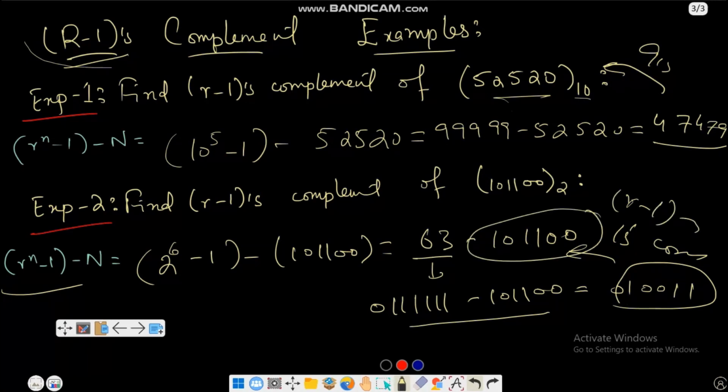So this is how you can perform complements in DLD. If you have a negative number, you can use one of these techniques. If you have a decimal number, you can use 10's complement and 9's complement. And if you have binary numbers, you have the option to use 1's complement and 2's complement. In this course we are going to be focusing on 2's complement.